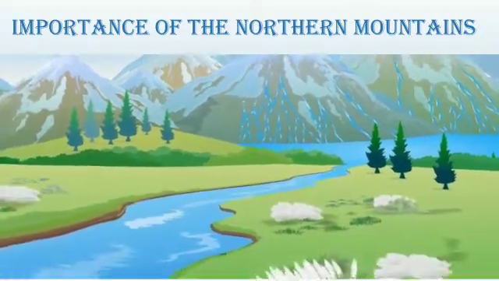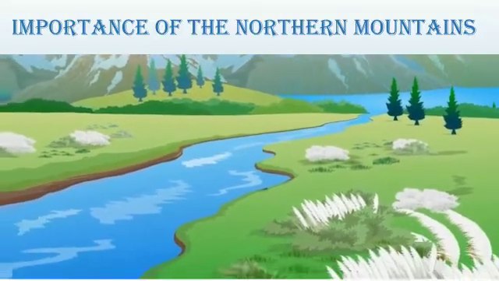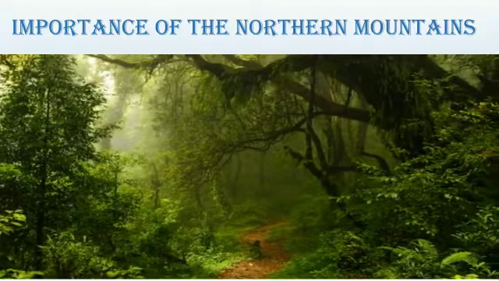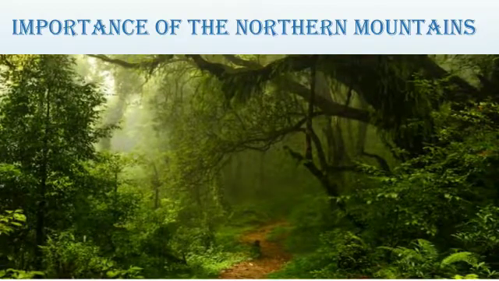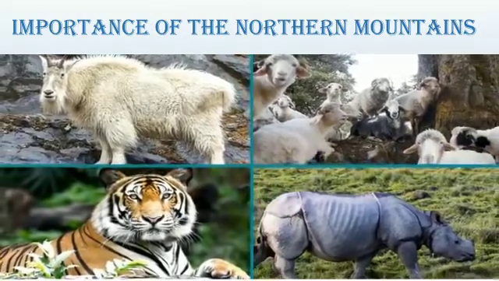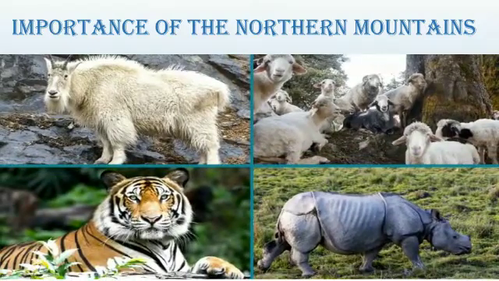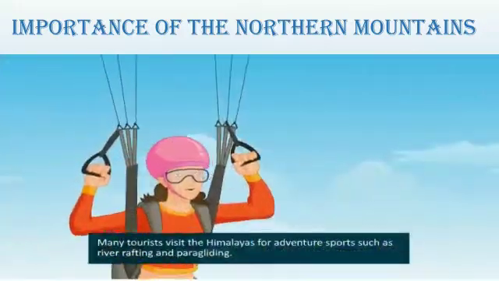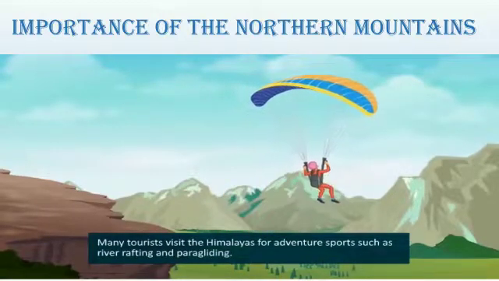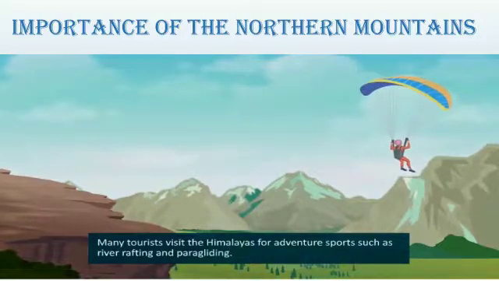Many rivers originate from the northern mountains. These rivers bring down fertile soil to the northern plains. The forests provide valuable wood and medicinal plants. These mountains are home to a variety of animals such as yak, goat, musk deer, sheep, tiger, and rhinoceros. Many tourists visit the Himalayas for adventure sports such as river rafting and paragliding.